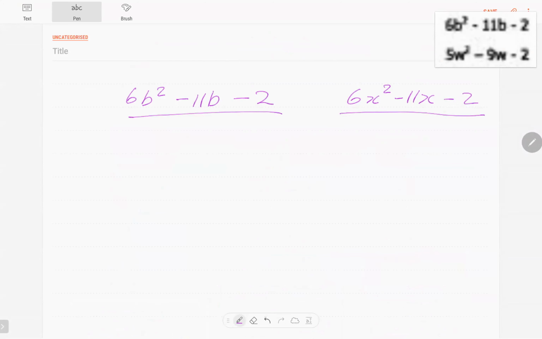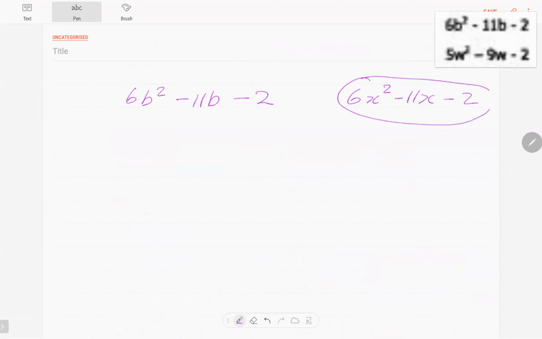Right. So the first one here is 6b squared minus 11b minus 2. Now it could well have been 6x squared minus 11x minus 2. So the procedure for this is the same procedure for that. We're going to work them as they are given, but I'm saying it could have been given this way. It's the same procedure. All right.